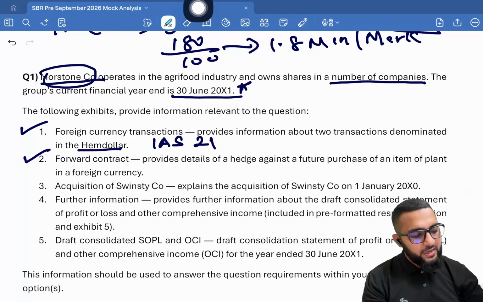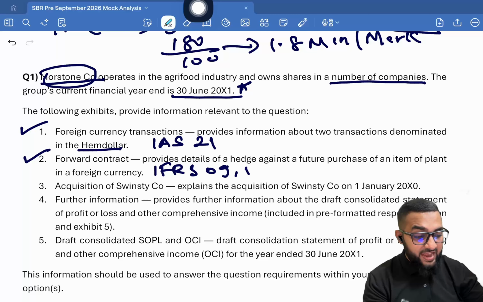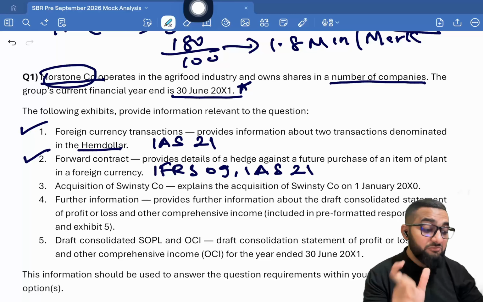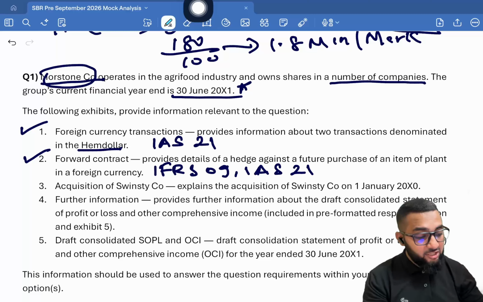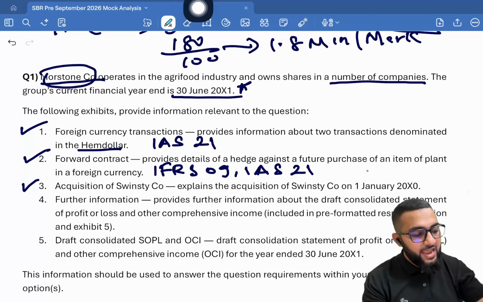Forward contract is IFRS 9. It provides detail of a hedge against a future purchase of an item of plant in a foreign currency. So IFRS 9 and IAS 21 overlap, right? There is foreign currency risk that is being managed in this case. Then the third exhibit, the acquisition of Swinstico, explains the acquisition of Swinstico on 1st January 20X0, right?